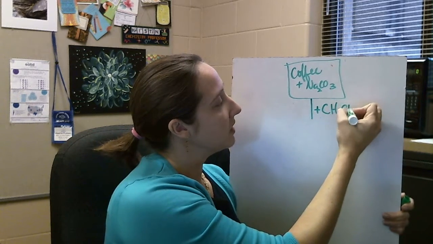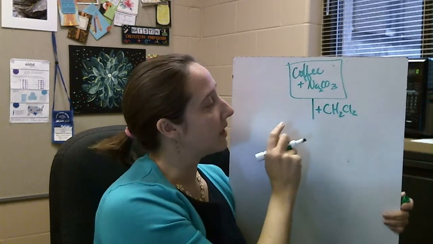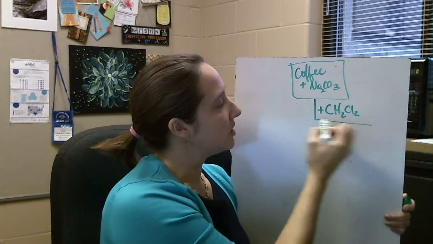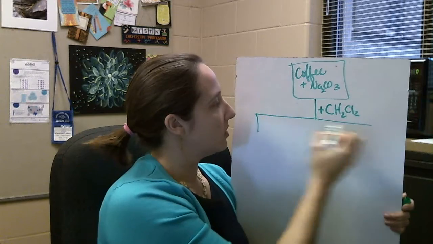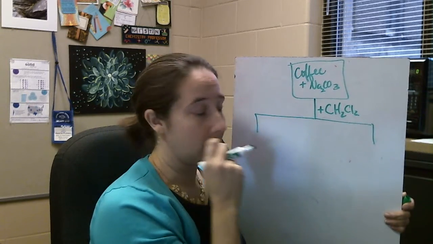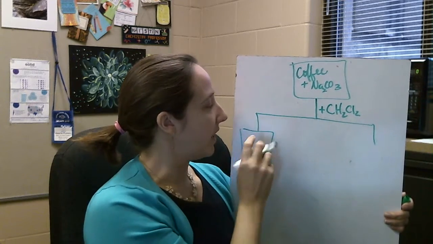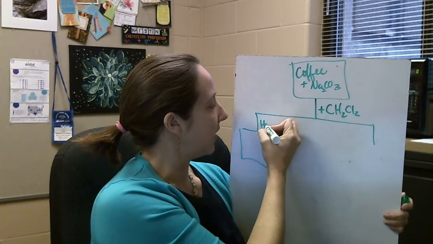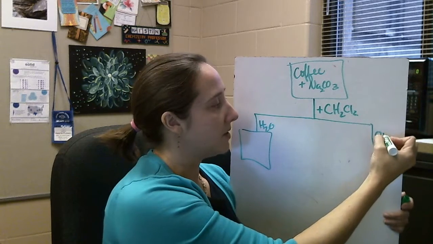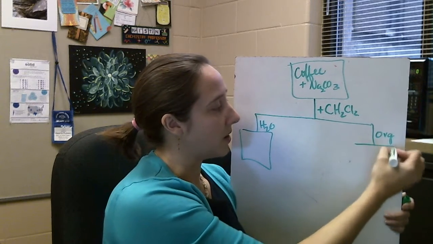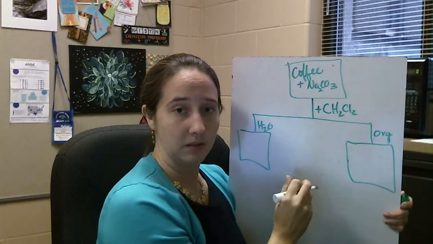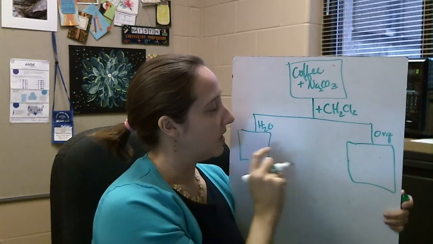dichloromethane. And once we added dichloromethane, it could split into two layers. So we have two different layers that are going on here. Of those two layers, we had on the top the water layer and on the bottom the organic layer. It was on the bottom because it was dichloromethane. It was more dense than water.